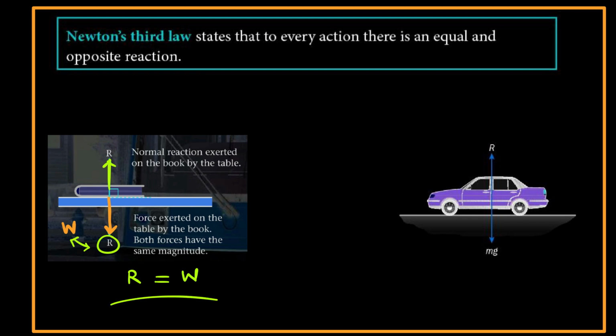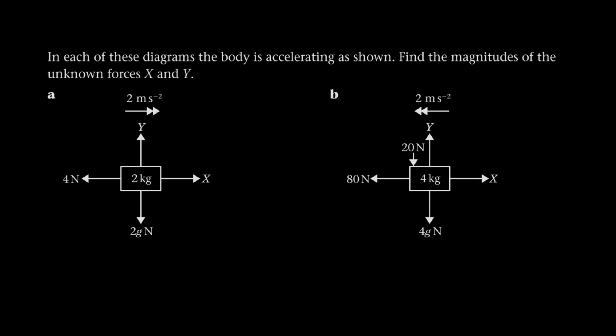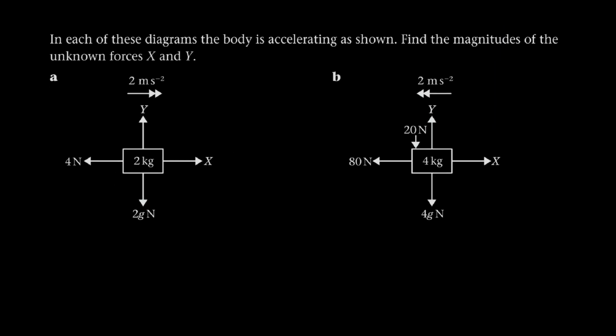Similarly, we can see that there is a car on the road. The weight of the car is acting down. Normal reaction force is acting up. Therefore, R is equal to mg. So that is the application of Newton's third law of motion. Now, let's try out some basic questions such as these. Let's look at the first question and then the second question.